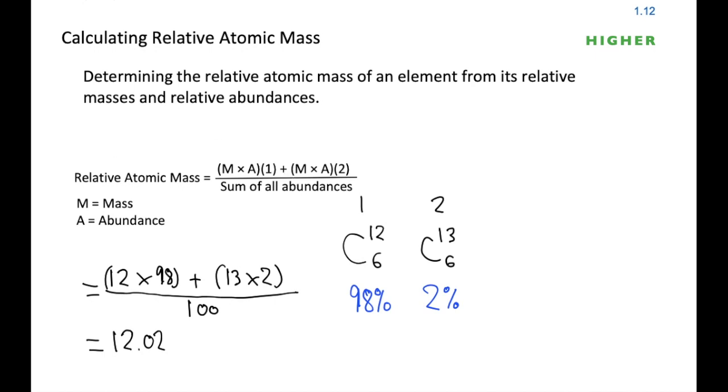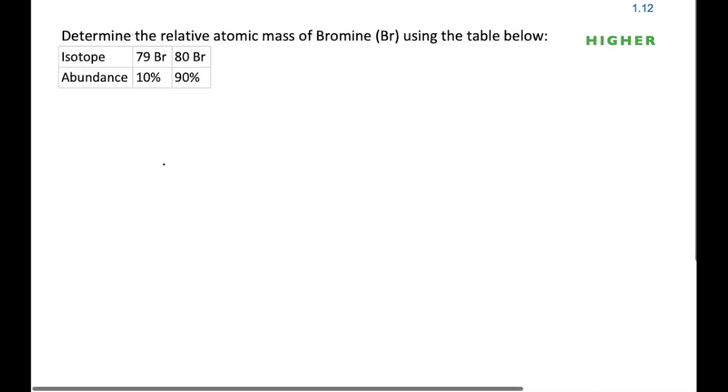The first question is asking us to determine the relative atomic mass of bromine using the table below. And the table gives us two isotopes of bromine with mass numbers 79 and 80. And it also tells us their abundances. We have everything we need to answer this, and it's just a question of using the formula from the last video.